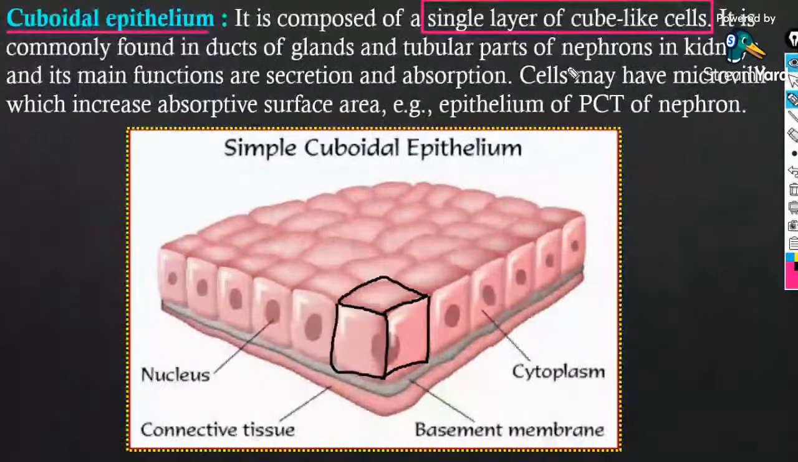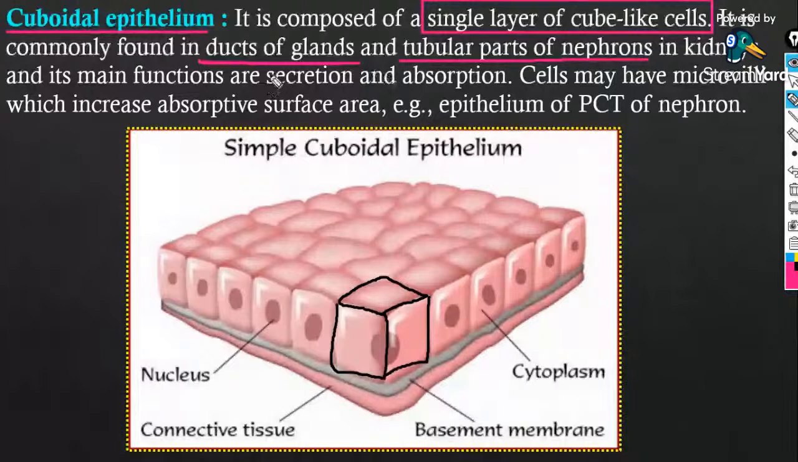It is commonly found in the ducts of glands and the tubular part of the nephron in the kidney. Where do you find the cuboidal epithelium? It is found in the ducts of the glands, those structures that secrete certain enzymes or hormones, and in the tubular parts of the nephron in the kidney.